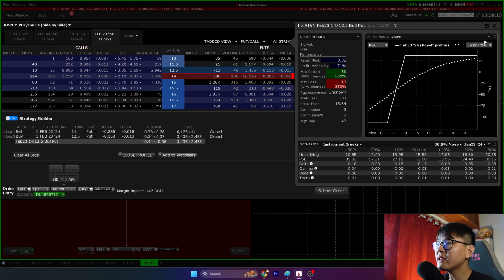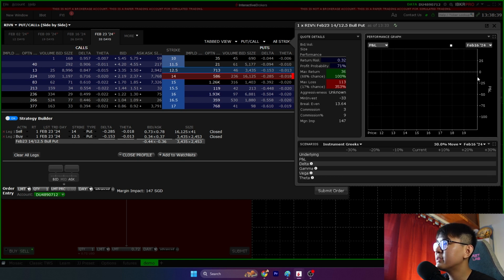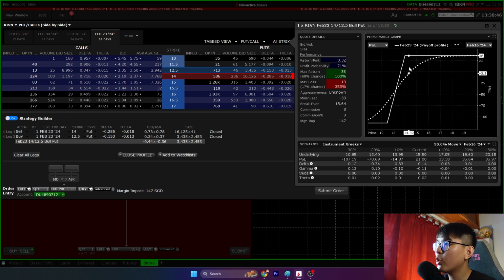I'll encourage you to click the graph one by one. You can see the dotted line here. Over time, this dotted line would move towards a solid line, which is the payoff profile on February 23rd. So if I choose something like February 16th, you can see that the dotted line is much closer to the February 23rd payoff profile. So let's say in this case for February 16th, if I were to just go along this graph, I can see how much I need the price of Rivian to be at for me to be profitable or not. If the price of Rivian is at $14.43, my trade will have tentatively lost $0.60, which is 60 cents.